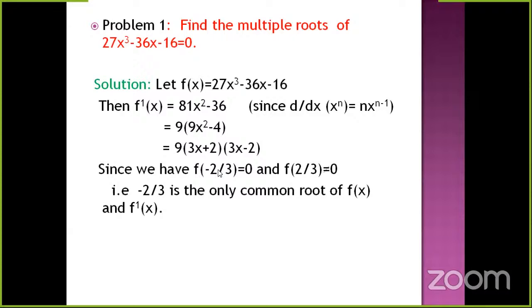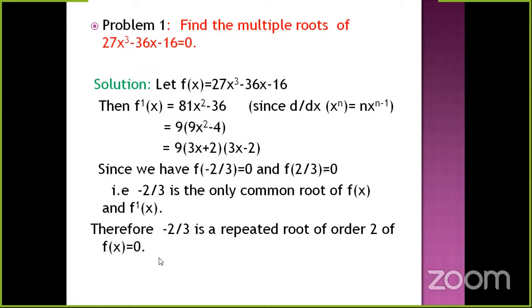So that means f of minus 2 by 3 equal to 0 and f dash of minus 2 by 3 equal to 0. That is, minus 2 by 3 is the only common root of f of x and f dash of x. Okay. That means minus 2 by 3 is a repeated root of order 2 of f of x equal to 0. Since f of x and f dash of x have the same root minus 2 by 3 as common, it is repeating 2 times. Okay, let us check one more problem.